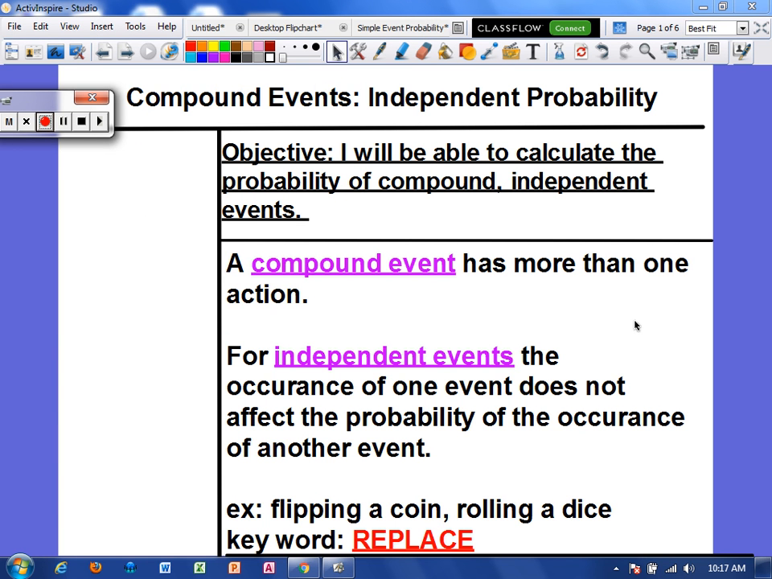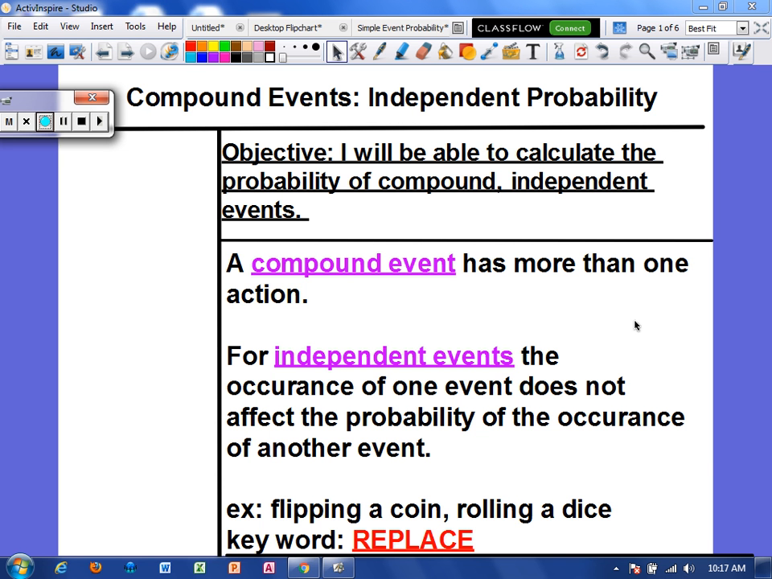Hey everyone. Alright, in today's video we are going to learn about compound events, and the first compound event we're going to talk about is independent events. Your objective: I will be able to calculate the probability of compound independent events.